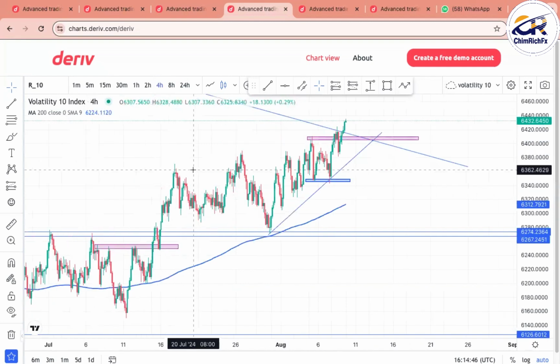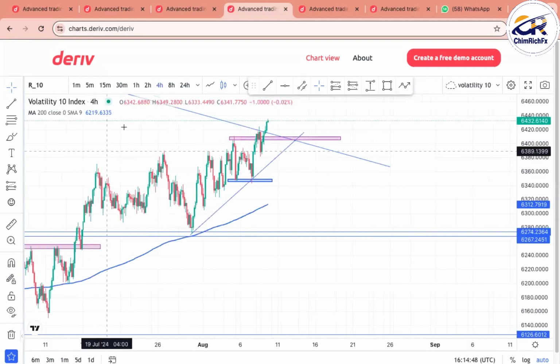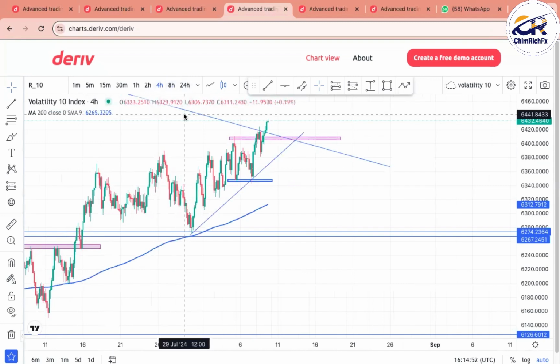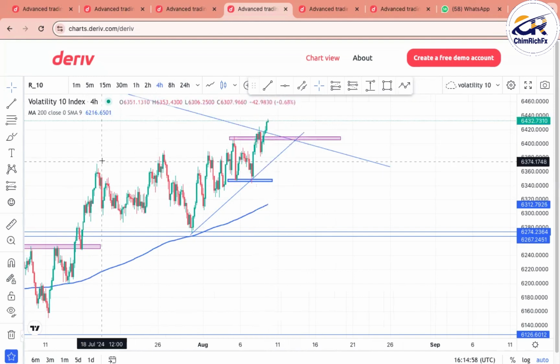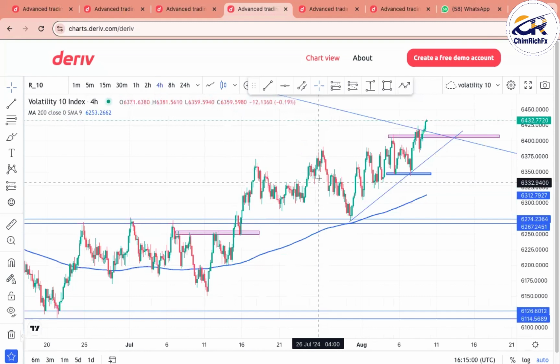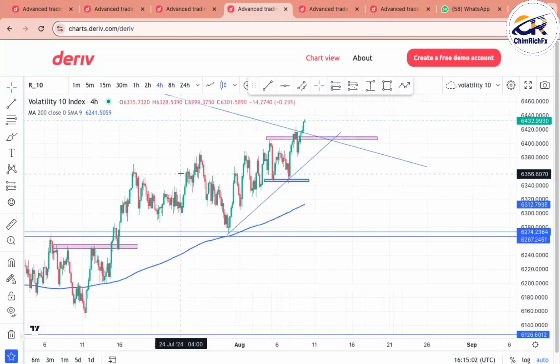All right, so that being said, you can see that currently from the 24 hours time frame, it's on a moving average. So there's likely to be a rejection. But generally, the V10 index is buying. So we should look for a buying opportunity rather than a sell opportunity.